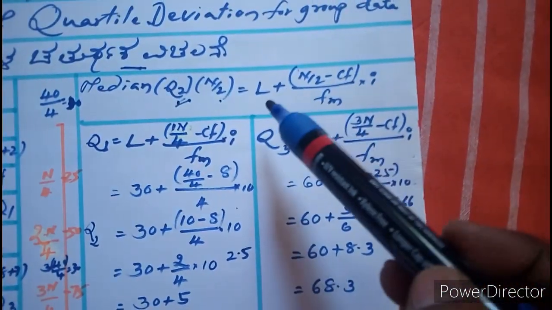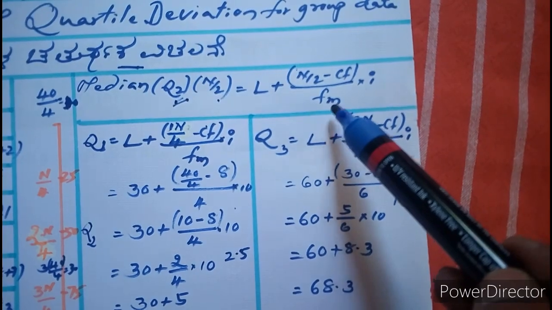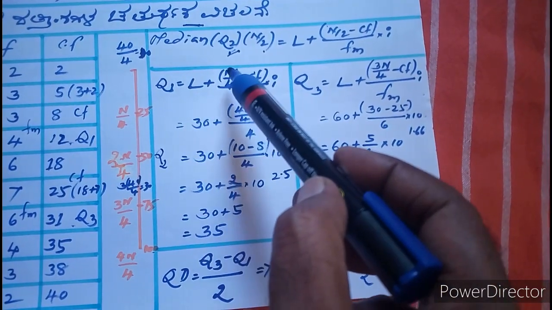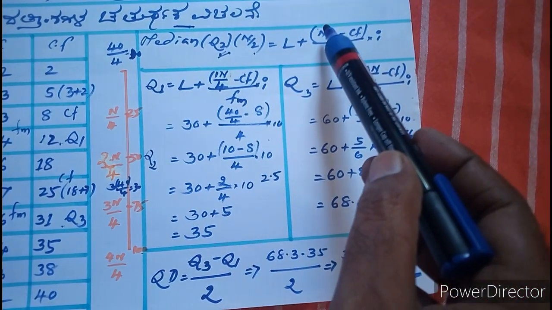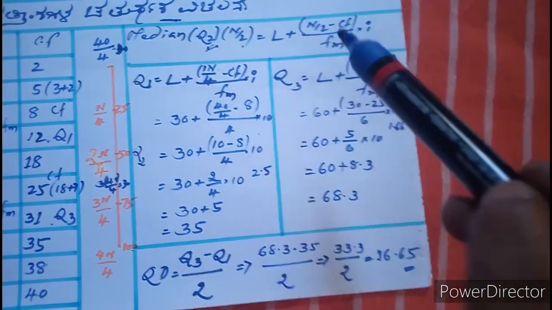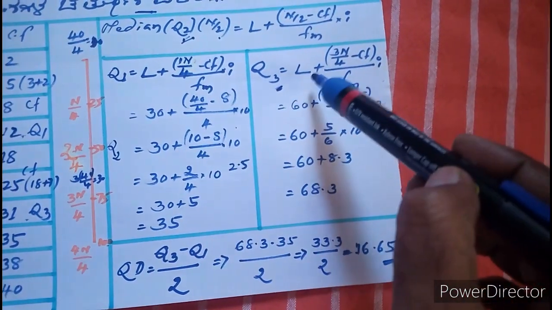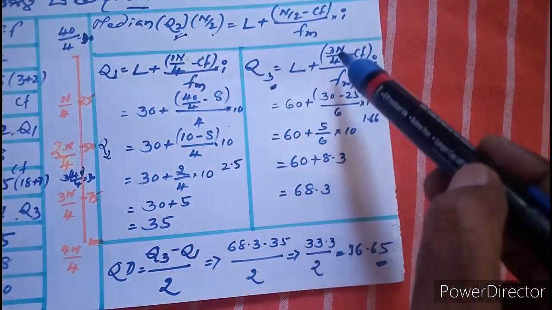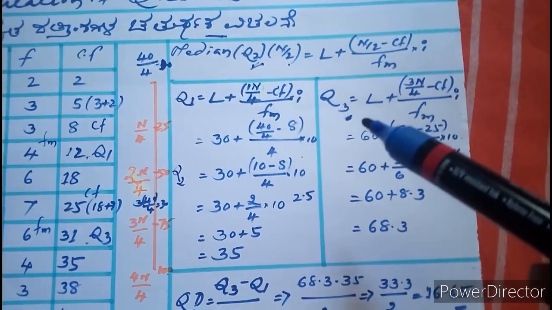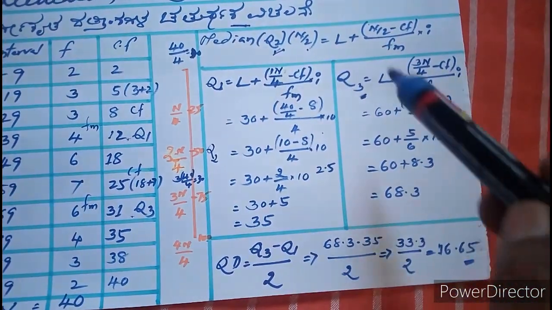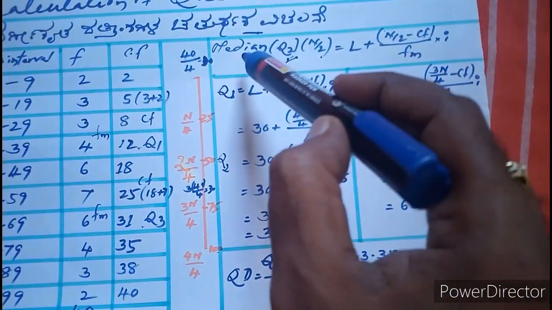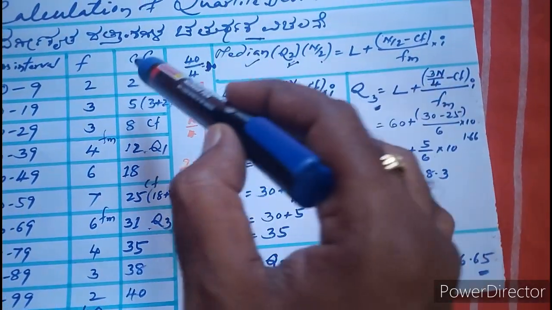There we use the formula L plus n by 2 minus Cf divided by Fm into I. For Q1 it is the same, that is L plus n by 4 minus Cf divided by Fm into I. In Q3 we take L plus 3n by 4 minus Cf divided by Fm into I. This is the formula we are using for quartile deviation, that is Q3 minus Q1 divided by 2.